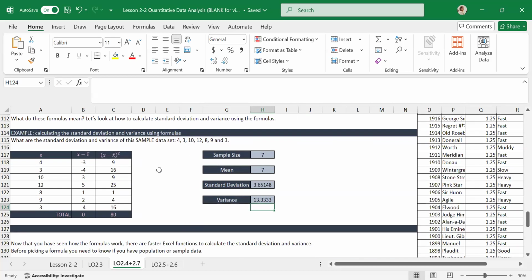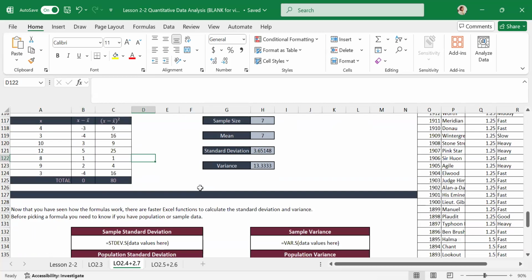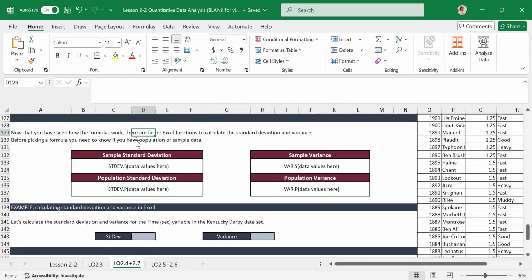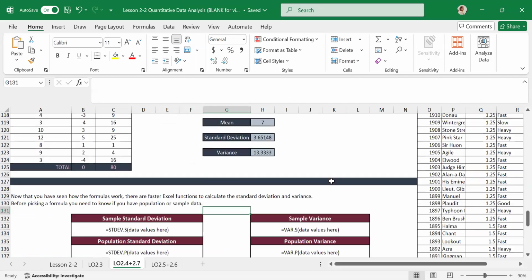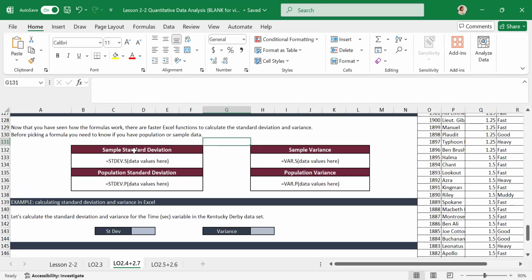Okay, so because this is a long process using the formula method, the functions in Excel will be a lot faster. But before you can pick the right function in Excel, you need to know if you have sample or population data because, again, the formulas are different. If you have an n minus 1 or an n for the population or the sample data. So first step is to determine what type of data you have.